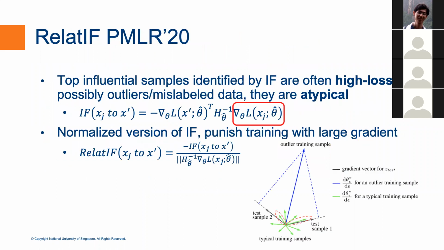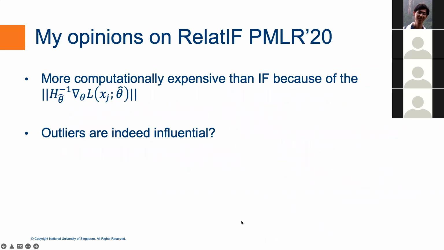So one work called RelatIF tackles this problem by normalizing the original influence function with this quantity. Basically, they want to punish the training samples with really large gradients so that they will rank lower. RelatIF is short for relative. So they add a normalization term. But it's more computationally expensive because they need to estimate it.